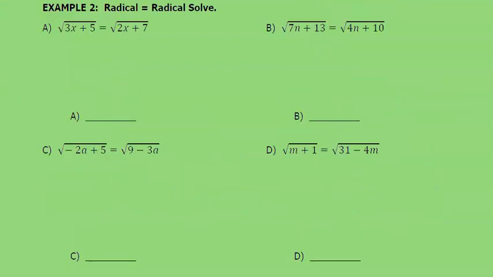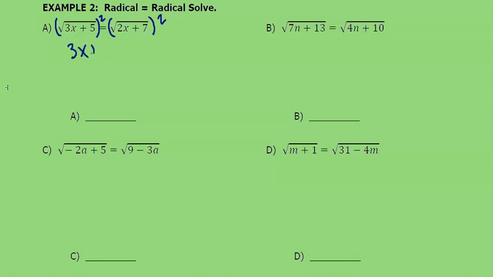Page 37. Example 2. Radical equals radical. Solve. A. The square root of 3x plus 5 equals the square root of 2x plus 7. There's no square roots to isolate here. They're both already by themselves. We could square each side to get rid of those square roots.